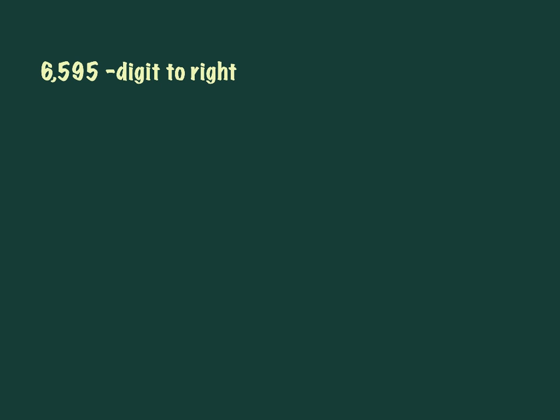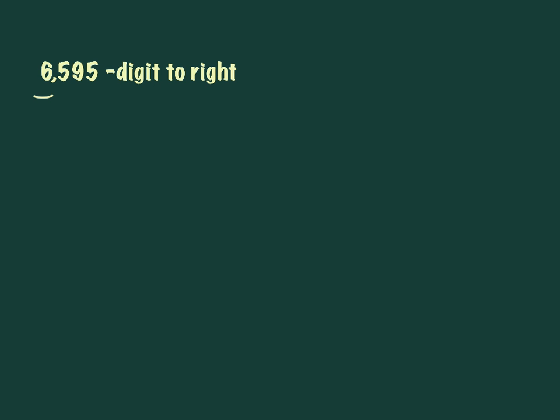Now, our third method is the digit to the right. So if we have the number 6,595, and again, we're going to look at the thousands place. So I'm going to underline my digit 6, which happens to be in the thousands place. And this time, we're going to look at the digit to the right of the thousands place. If the digit is less than 5, we're going to round lower or down. If the digit is 5 or greater, we're going to round higher or up.